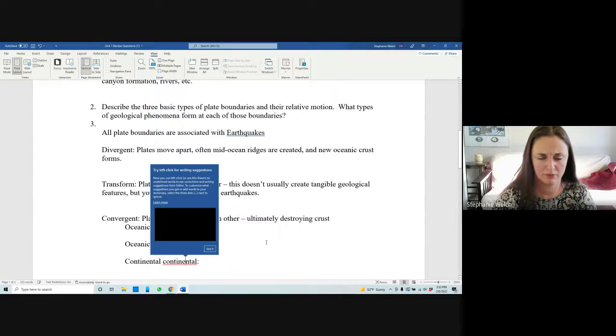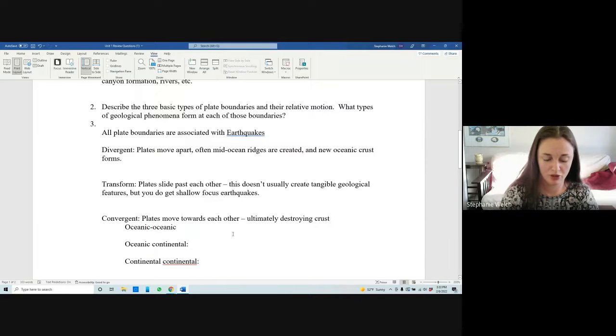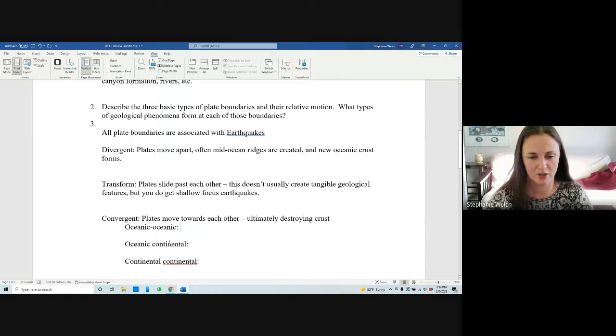All right, I'm trying to figure out why Word decided it was spelled wrong, but it's spelled the same as it is before. Continental. I don't know.